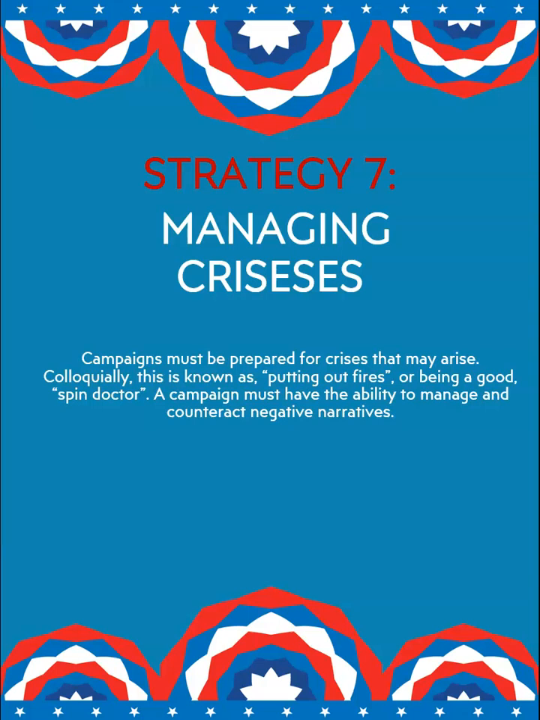Now, strategy 7, managing crises. You will have many crises when you run a campaign. Mistakes get made. Colloquially, people call this putting out the fires or being a spin doctor, putting a different spin on it if things didn't work real well. Now, if the campaign has the ability to manage these negative things, they will win.